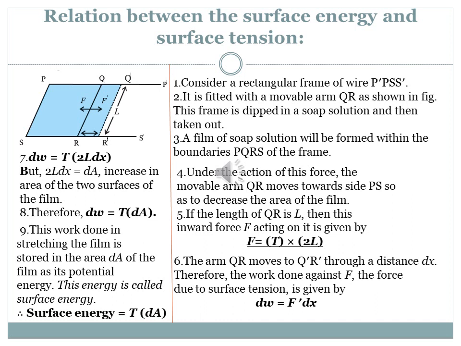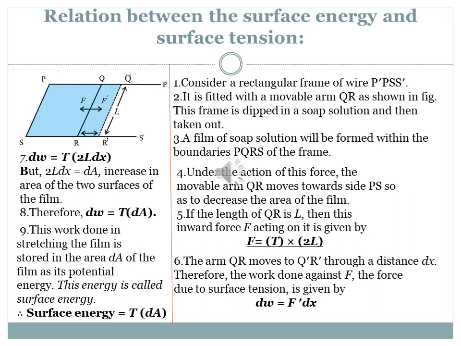Then next, we are going to apply an external force F dash which is equal and opposite, and we are going to increase the area by moving that piston QR to Q dash R dash. When it is moving towards Q dash R dash, it displaces a distance dx. Why are we taking dx? Because it is a very small amount. Length is 2L, displacement is dx. So it produces some work done. Work is done against the force F dash.